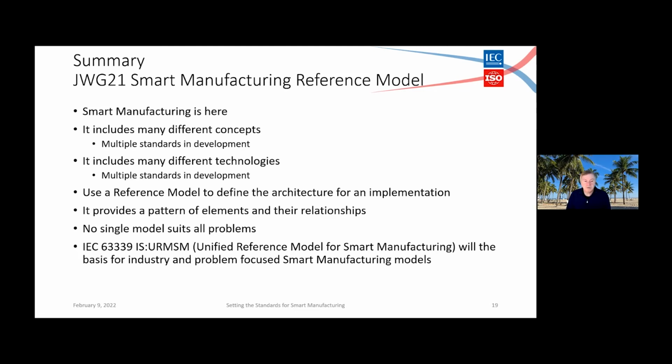The reference models that are being developed define an architecture for an implementation. So you basically say, I start with a reference model, I develop an architecture, and then I develop an implementation. So there's kind of a life cycle of those. We're at that first stage. What's the reference model that gives you the kinds of architectures you want to build? And then the architecture tells you the kinds of systems that you can build from. It'll provide the pattern of elements and their relationships. It will recognize the fact that no single model suits all of the problems. And we're hoping that this will be a basis for the industry and problem-focused smart manufacturing models that are out there. So we're still early in the phase.